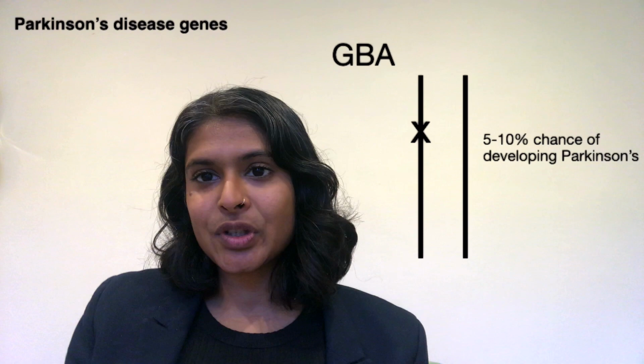Every human being has two copies of the GBA gene. If a person is born with a change in one of their copies, then they have about a 5 to 10% chance of developing Parkinson's disease. As with LRRK2, there are likely other genetic and environmental factors that play a role in the development of a person's PD on top of these changes in GBA.